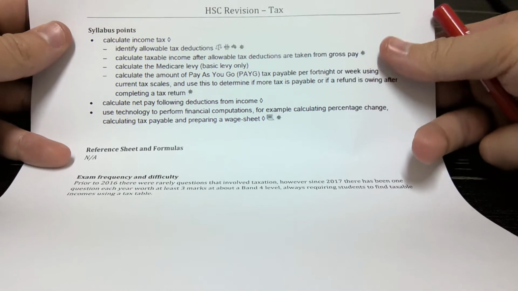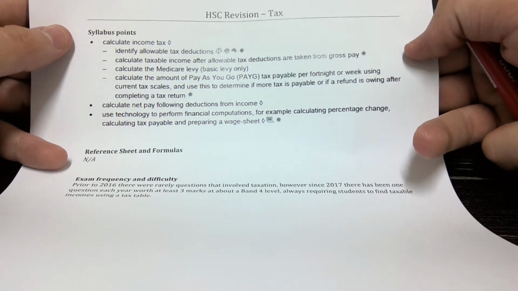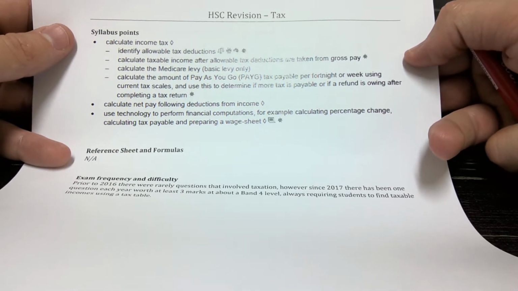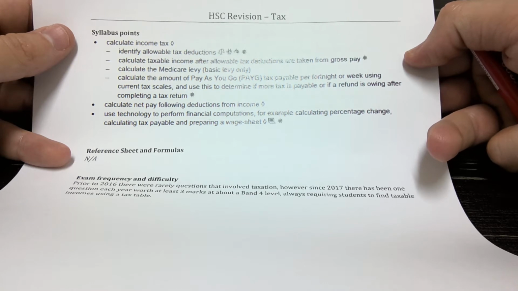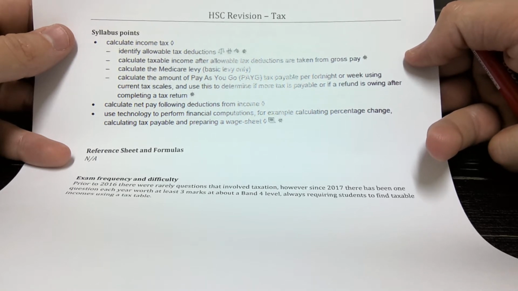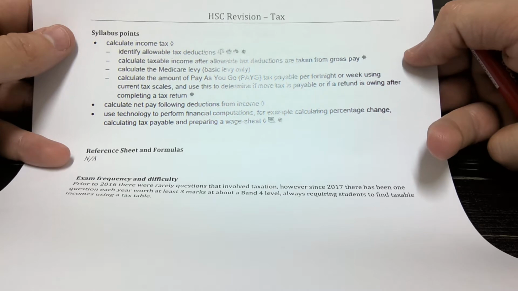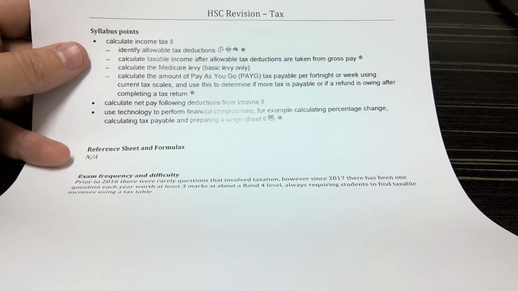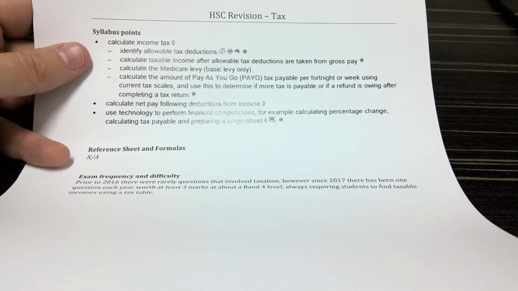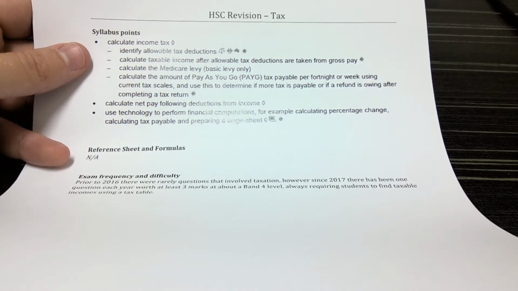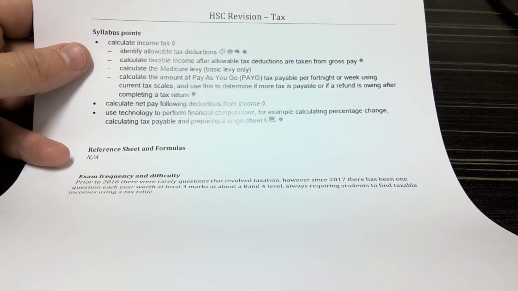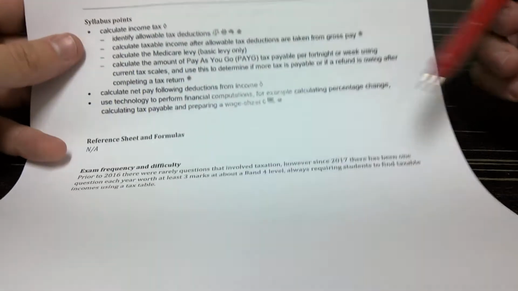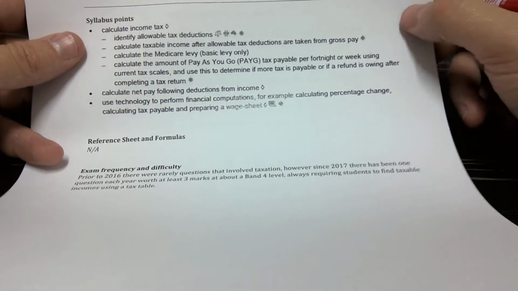And it says basic levy only because there are other parts of the Medicare levy and Medicare surcharges, but we don't really look into that in HSC. And calculate PAYG, pay as you go, per fortnight or per week using the tax tables. So it says per fortnight or per week, but you calculate it from the tax table, and then you will need to divide by 26 or 52. And then from that, also calculating net pay, and then using technology to perform financial computations, like working with percentage change, which I got a question on this as well.